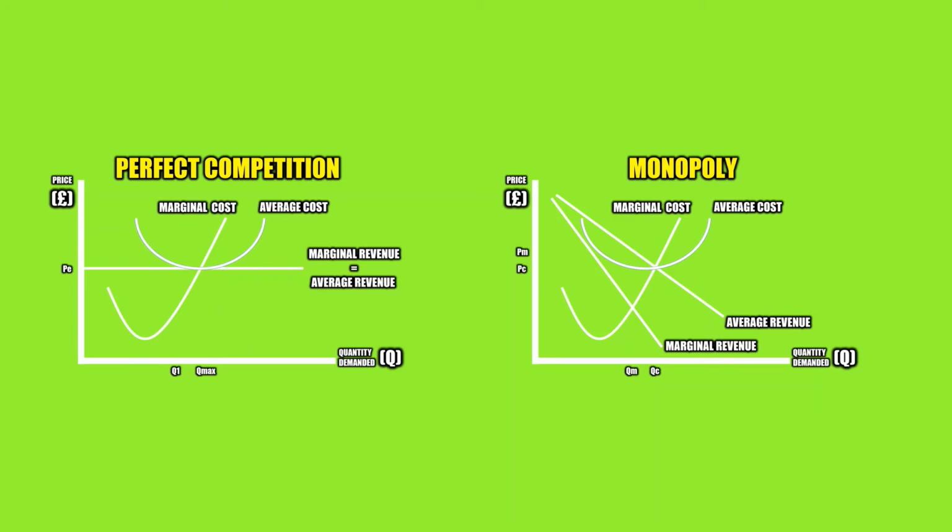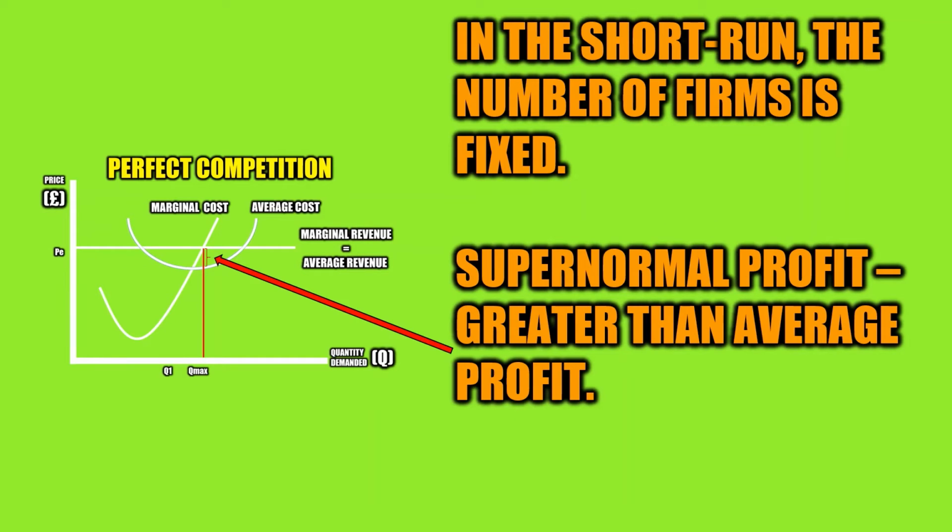In the short run, the number of firms in a perfectly competitive market is fixed. This means there is less competition, which allows the existing firms to make supernormal profits, where there is greater than average profits, and this occurs when average revenue is greater than average cost. You can tell as profit is represented by the difference between average revenue and average cost.